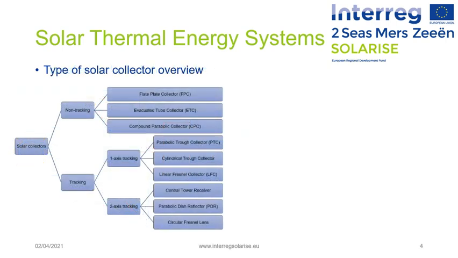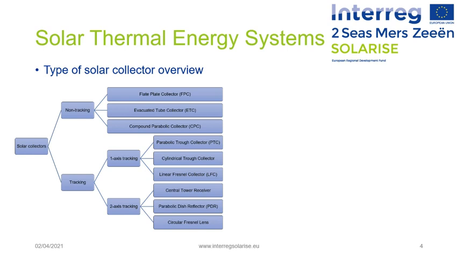To go a bit further in this categorization, here is an exhaustive classification of the existing solar collectors. As previously said, they are separated from non-tracking to tracking ones. Then within the tracking solar collectors, we distinguish those that follow the sun on one axis of tracking from those that are tracking it on two axes.